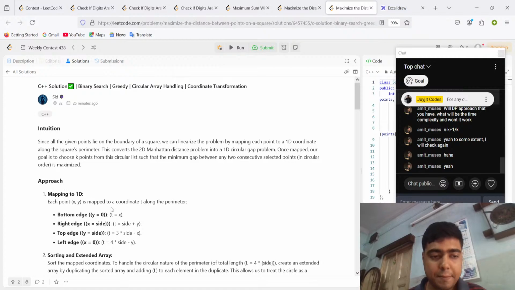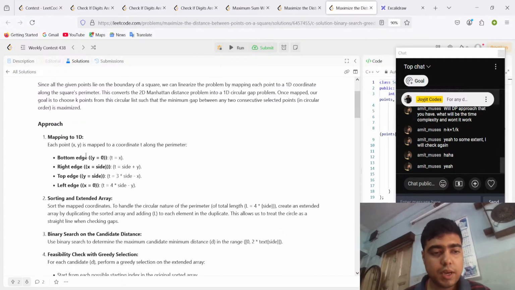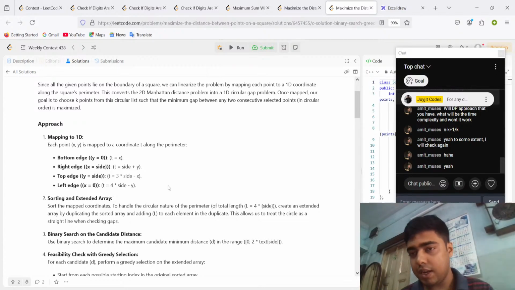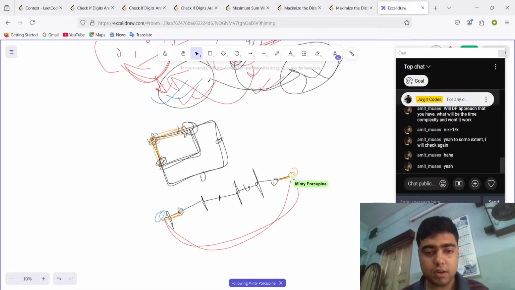So you have done the mapping to 1D. What he is doing is, for the bottom edge y is equal to 0, he's making it x. Then he's making the other part side plus y, then 3 into side minus x, and 4 into side minus y. This is basically mapping it to 1D, whatever I explained over here. You can find out the formula. Now he is not starting from here, he is starting from here. Since he is starting from here, everything is the same. This line is the same.